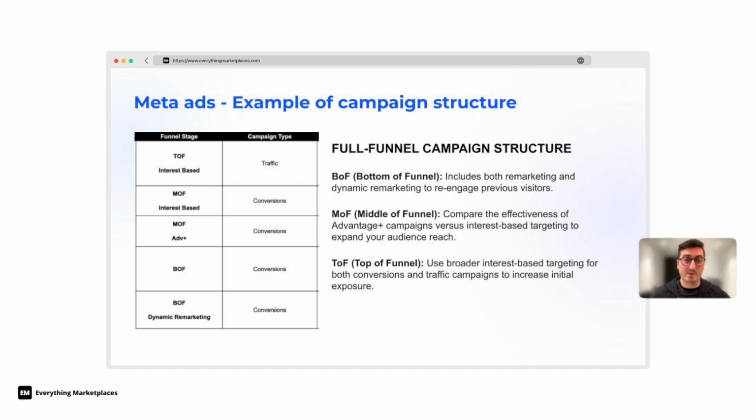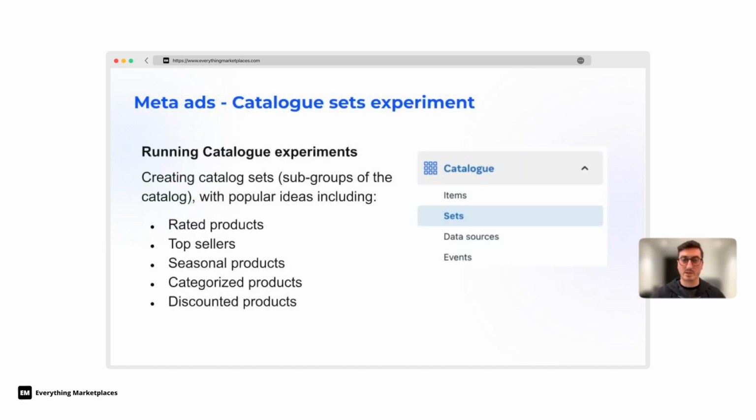And then we have campaigns for the middle of the funnel, interest based. Also, we have the middle of the funnel, Advantage Plus. Advantage Plus is a campaign where Meta is optimizing some of the components for you, but you also need a little bit more data sometimes in the account to make those work.